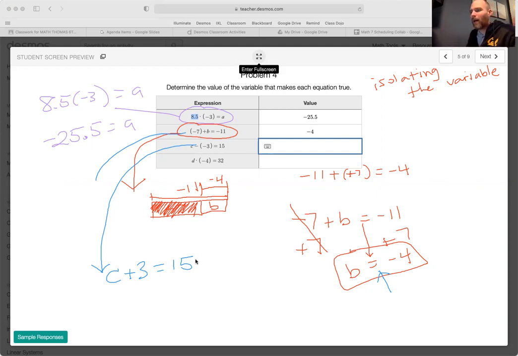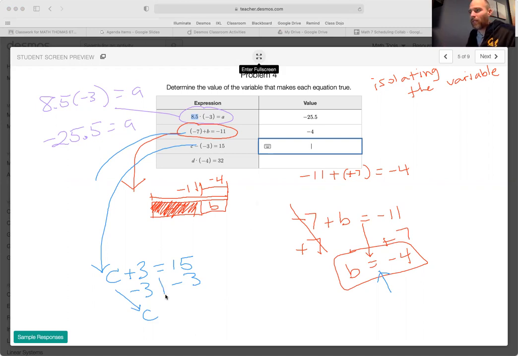And so I see a +3, I'm going to use a -3, right? Because I know that +3 and that -3 are going to make a 0 and go away. But if I do it to one side of the equal sign, I have to do it to the other side of the equal sign. And so what I'm left with is just my C on this side of the equation, because the +3 and the -3 make a 0.